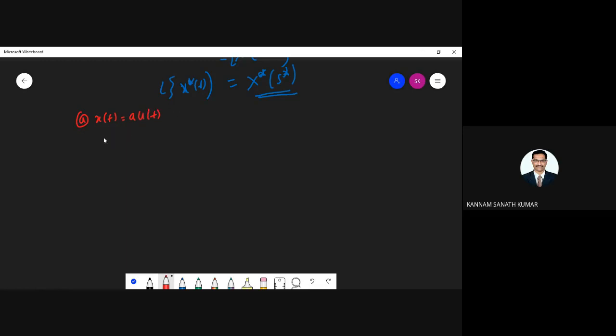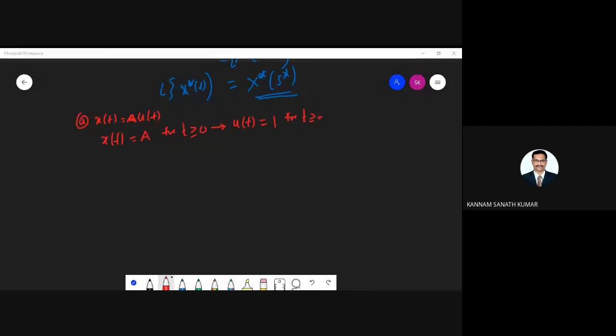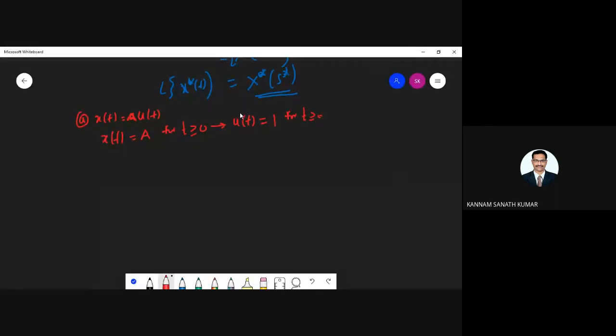So how can you define this function x of t? Let us consider capital A for t greater than or equal to 0. Based on what we already defined, u of t equals what? 1 for t greater than or equal to 0, and u of t equals 0 for t less than 0.